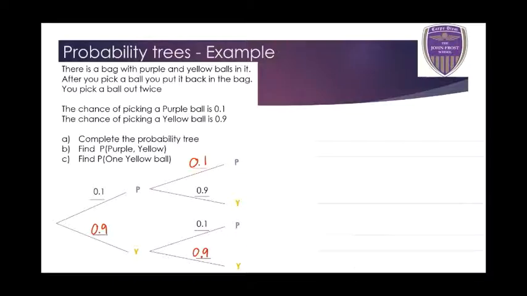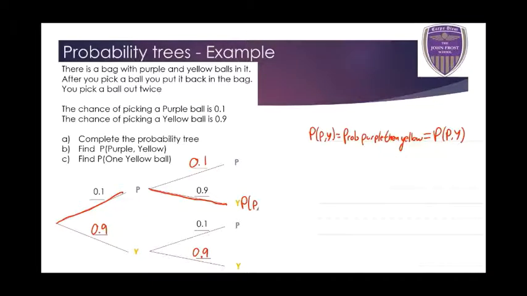Lovely. Now, we're trying to find the probability of purple yellow. Remember, the probability of purple yellow is the probability of purple then yellow. And if we're looking for these outcomes, that is just going to be P of PY. So that's the outcome we're looking for here. Which of these branches is purple and then yellow? We'll start off with, we pick purple, and then we pick yellow.